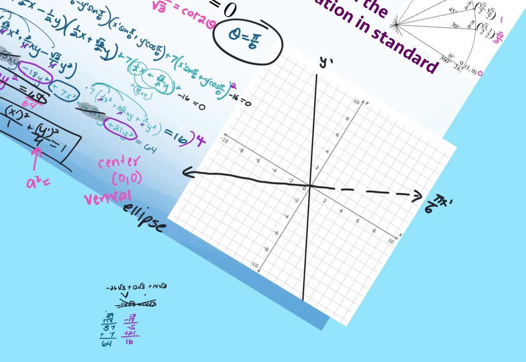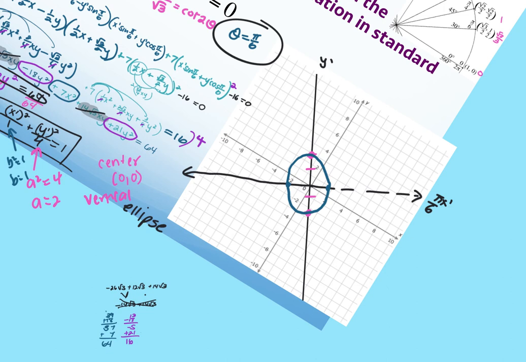A squared is 4, so a is 2, which means I'm going from my 0, 0 up 2 and I'm going to plot the vertex, and I'm going to go down 2 and plot a vertex. Then the b squared is 1. So b is 1. So I go right 1, and I go left 1, and I draw my ellipse. You don't need the foci. You don't need exact points written out. You're just rotating your graph, okay?